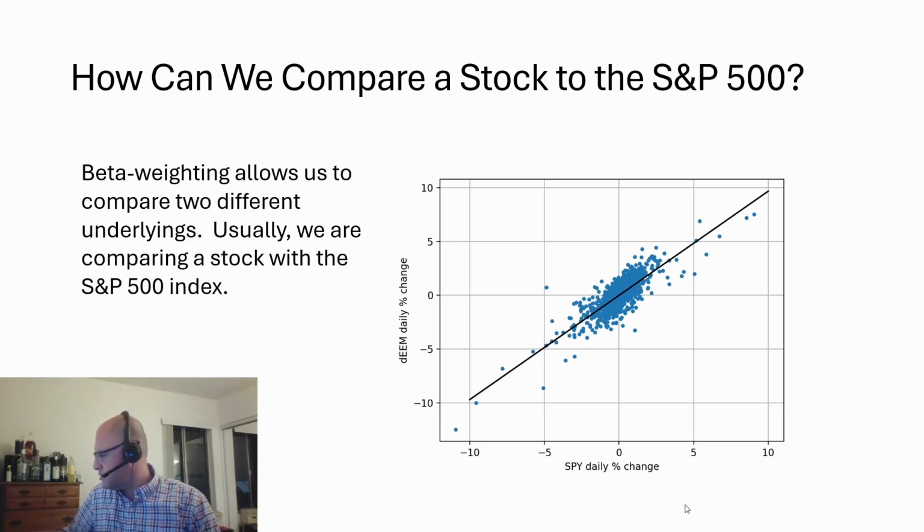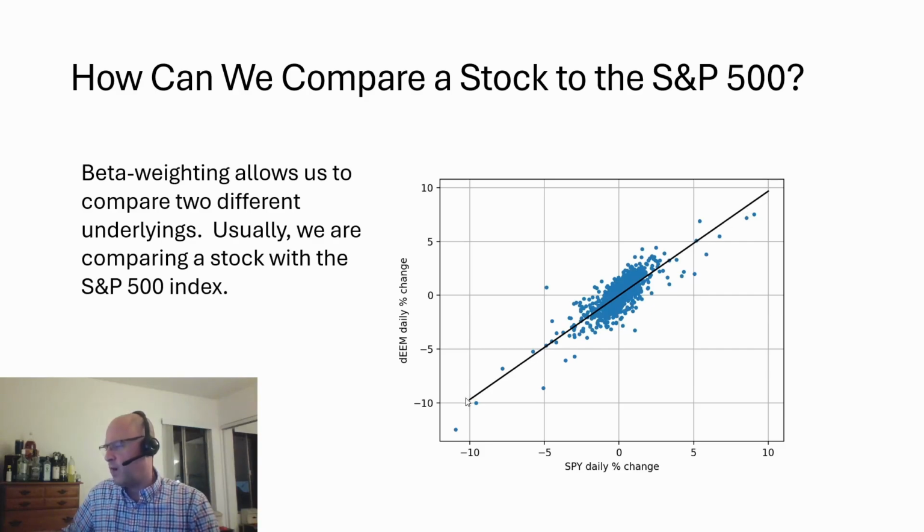So here I'm using the SPY, which is the ETF that tracks the S&P 500, and I'm comparing it to the stock EEM. These blue dots are a couple years' worth of data, and I'm calculating the daily percent change in both EEM and SPY and plotting them side by side here. You can see there's a lot of scatter in this data, but in general there's, roughly speaking, a linear relationship between the two.